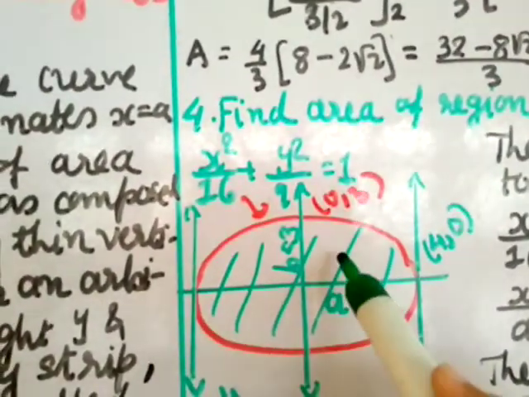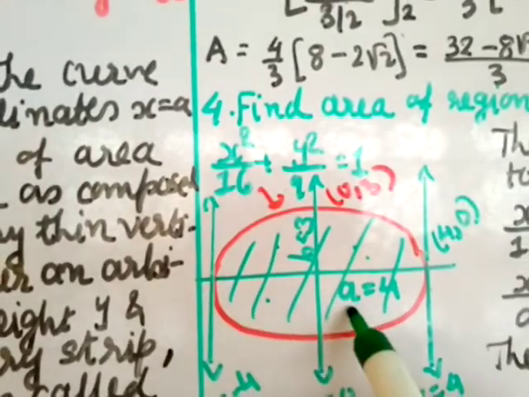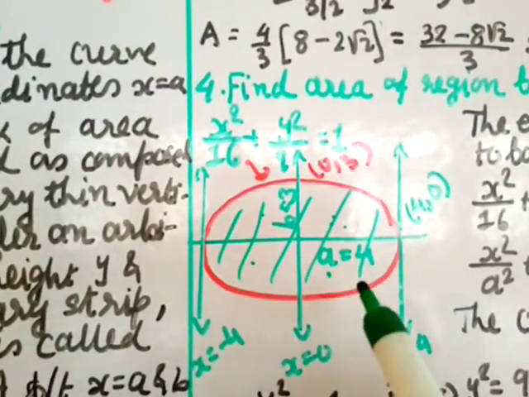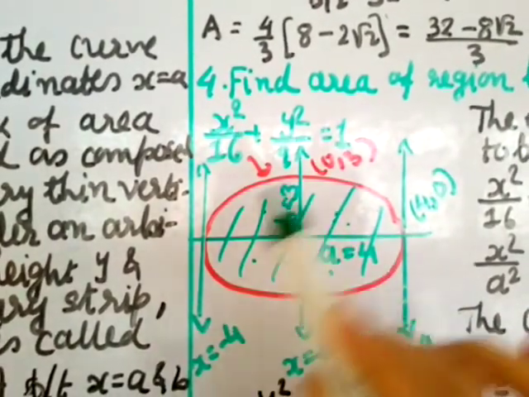So here this area plus this area plus this area plus this area, so what I will do is find only this area and multiply by 4, because it is symmetric, so all will be the same.